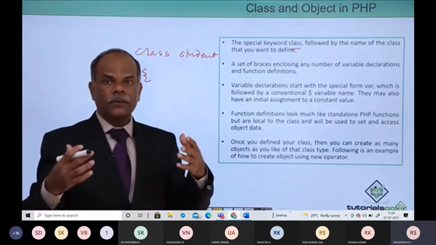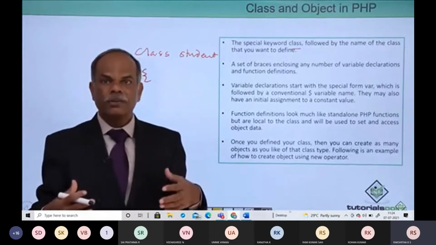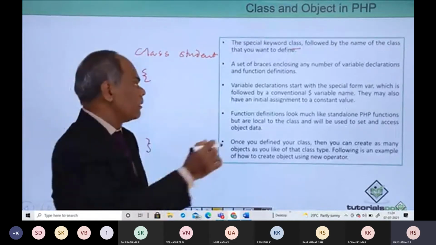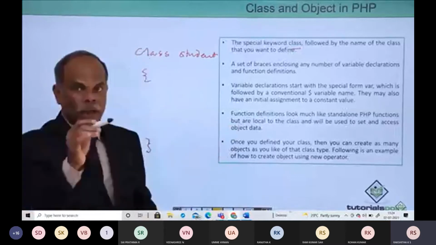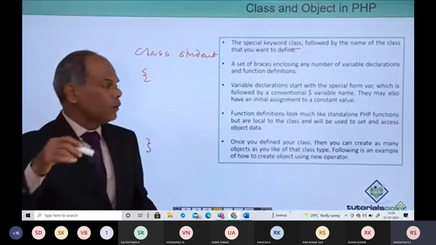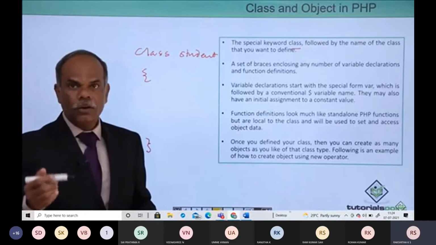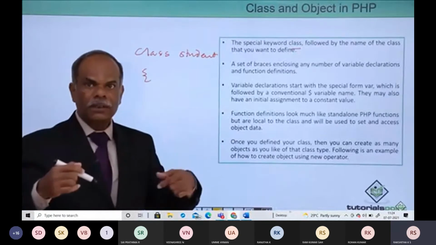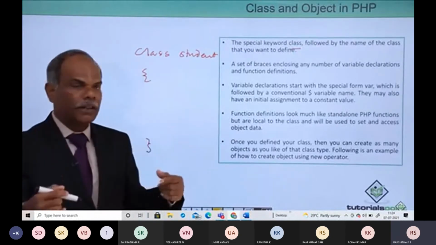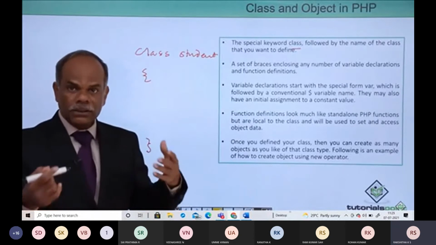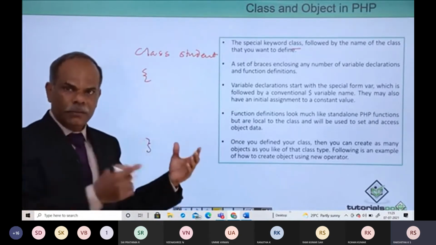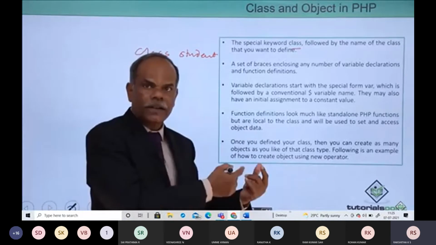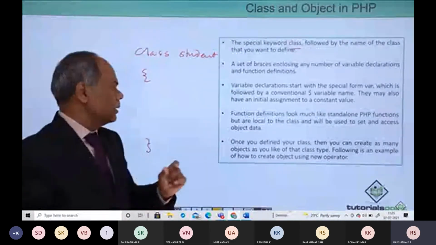If you have certain data variables or member variables to be defined, those member variables are defined by another keyword which is called var. So you have to use var in order to define the data members or member variables inside the class. And the functions, because the class also contains functions. The function definition is more or less the same as the function that we have already defined using the keyword called function.